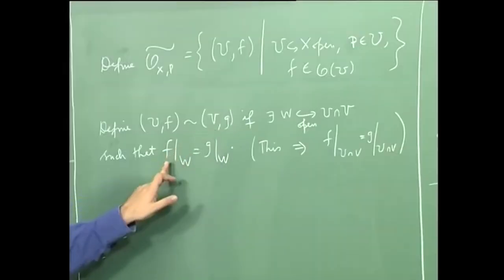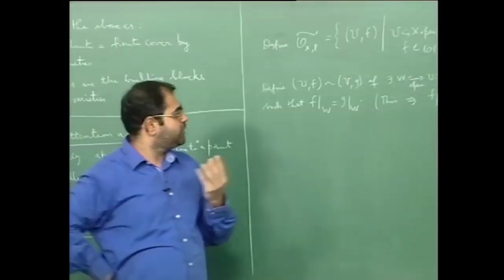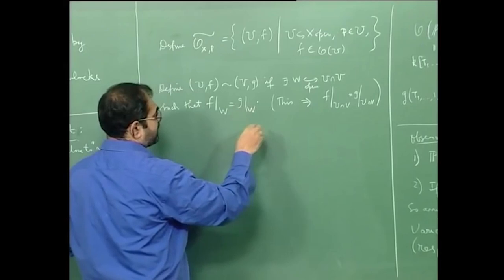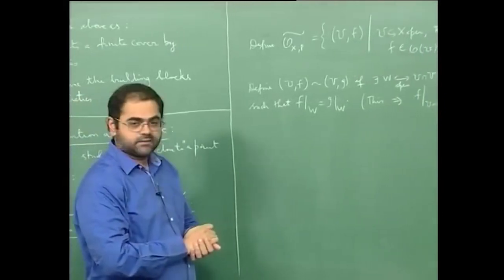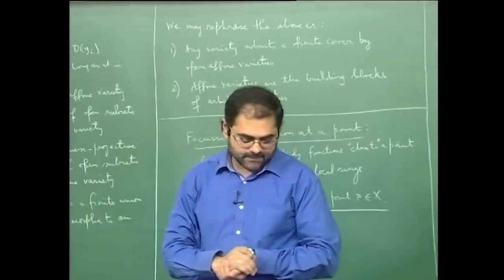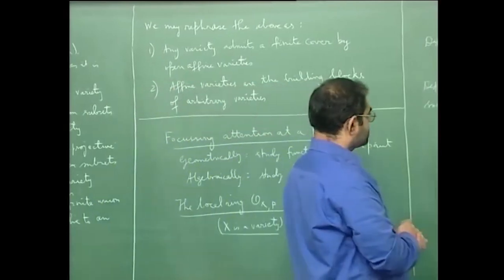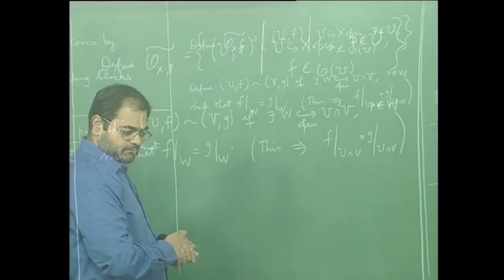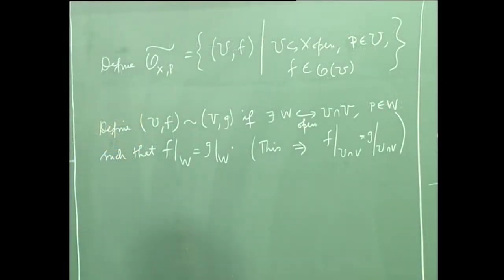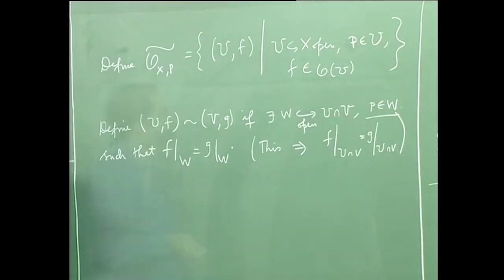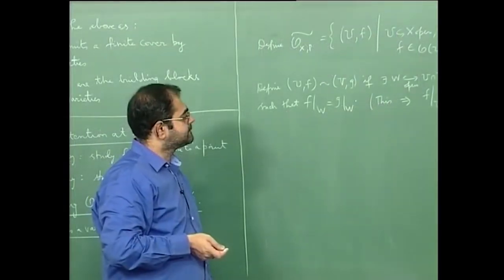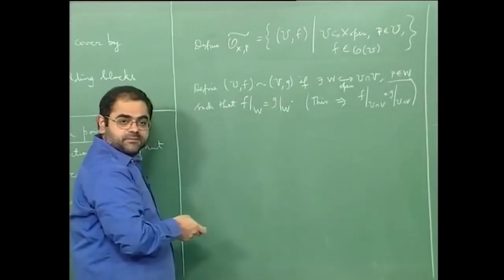So the equivalence only requires F and G to coincide on a small neighborhood containing, of course, P. I want P to be a point of W. That's very important. Okay, probably I don't even need that. It shouldn't create any problems. Yeah, probably I don't need this, but anyway, I'll add it. So this is an equivalence relation, all right?